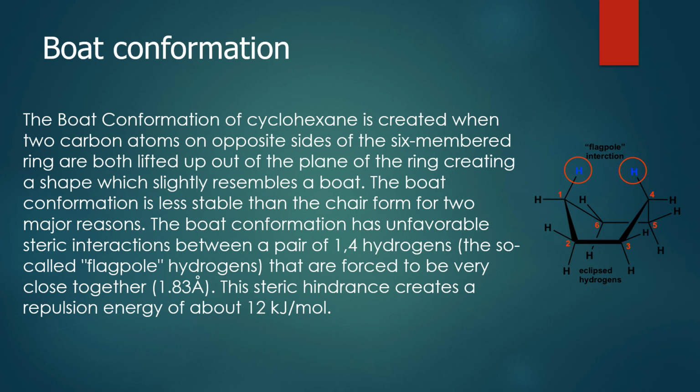Now come to the next conformation of cyclohexane, that is boat conformation. The boat conformation of cyclohexane is created when two carbon atoms on opposite sides of the six-membered ring are both lifted up out of the plane of the ring, creating a shape which slightly resembles a boat. The boat conformation is less stable than the chair form for two major reasons. The boat conformation has unfavorable steric interaction between a pair of 1,4 hydrogens, also called flagpole hydrogens, that are forced to be very close together. This steric hindrance creates a repulsion energy of about 12 kilojoules per mole.